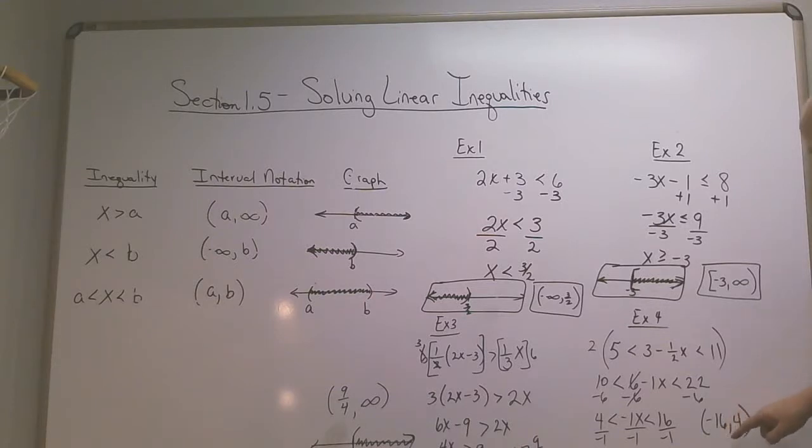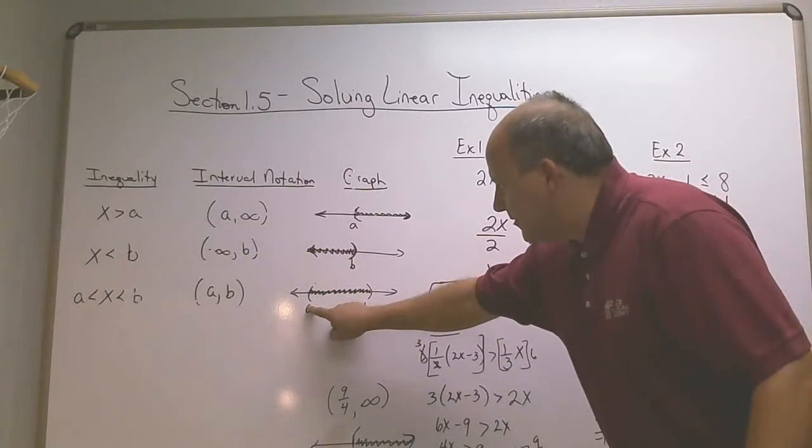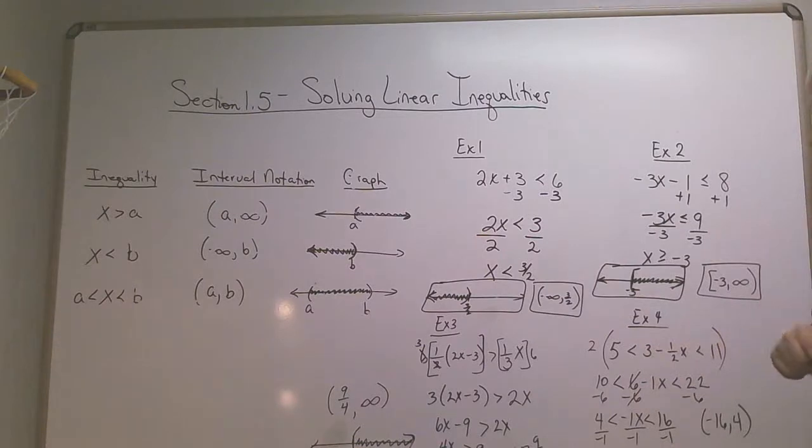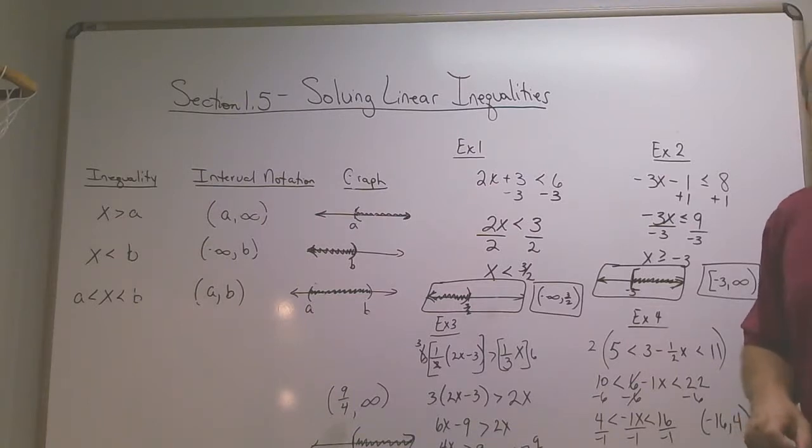And then when you do the graph, I'm not going to do the graph, I'm out of room anyway, but you go from negative 16 to 4. You have to put negative 16 right here, 4 there, and you would shade between them and put the parentheses on each end because there are no equal to. So I think I've done about every situation that you could possibly see.